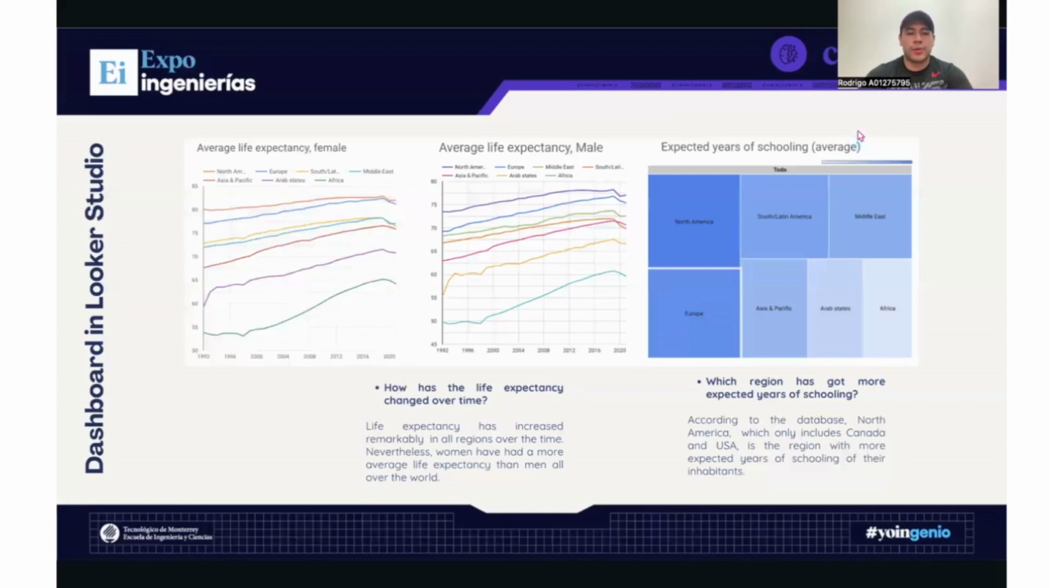This is our dashboard in Looker Studio, and as we can see, we have two questions. On the right part, we have which region has the most expected years of schooling. The most blue in this part is North America, because it only includes Canada and the USA, but in this region, the inhabitants have the most expected years of schooling.